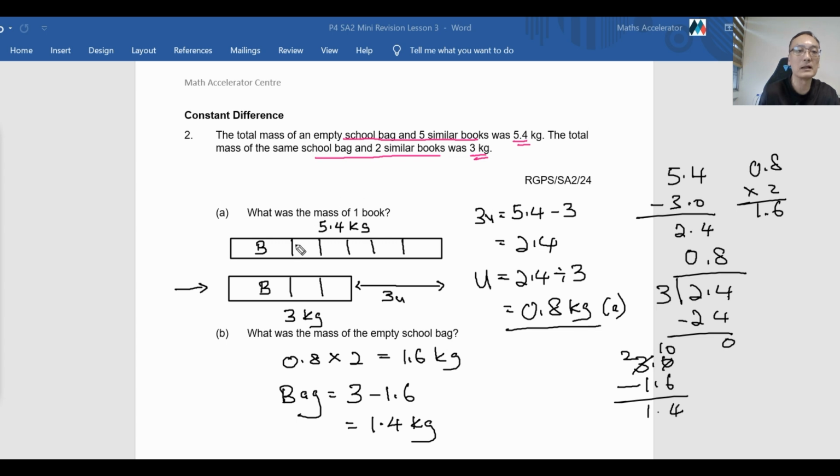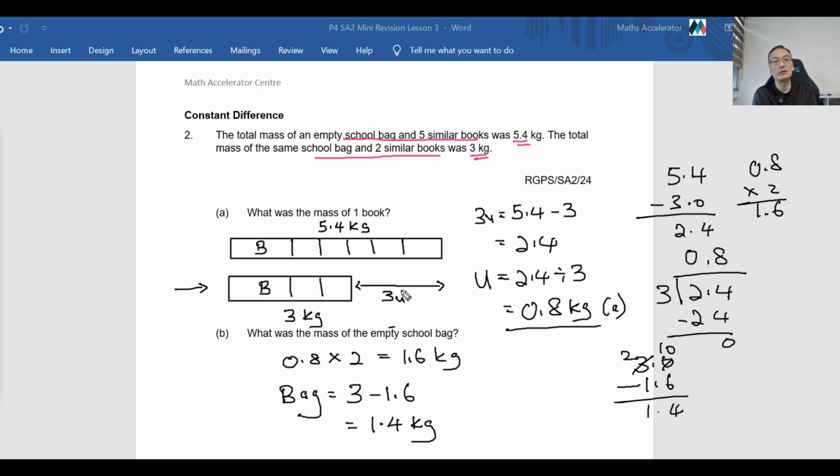Okay, one thing to note is the model is one of the important aspects to help us understand this type of question, because when they group the items together, you may not be able to visualize it. So you're always encouraged to draw the model so you have a clearer picture of what the question is trying to tell us and what are the steps you need to calculate. Because after we draw the model, for example over here, the bag and 5 books and the bag with 2 books, we can see that we have this difference here, which is 3 units, right?